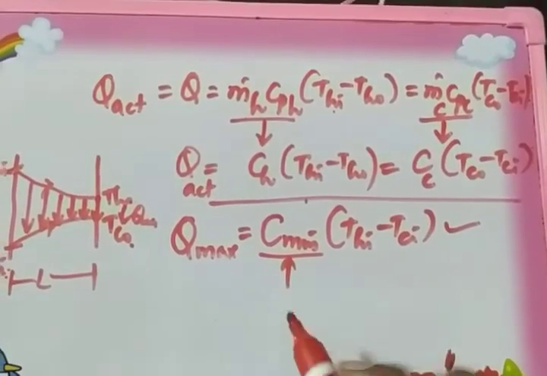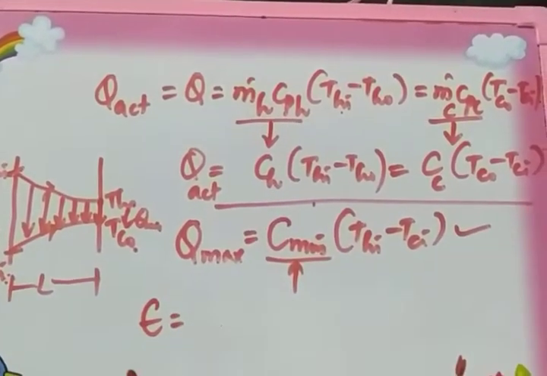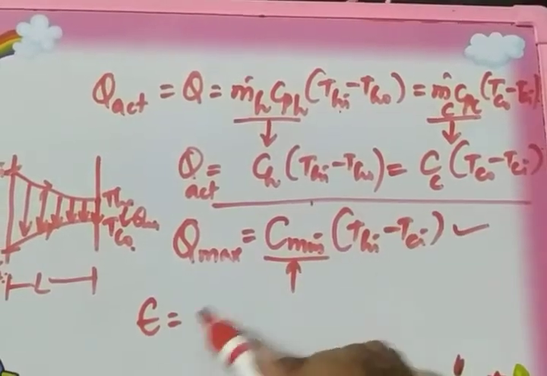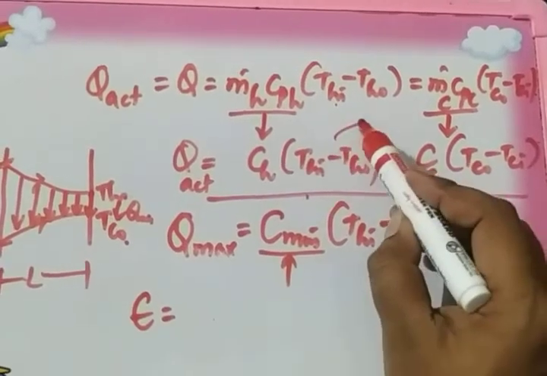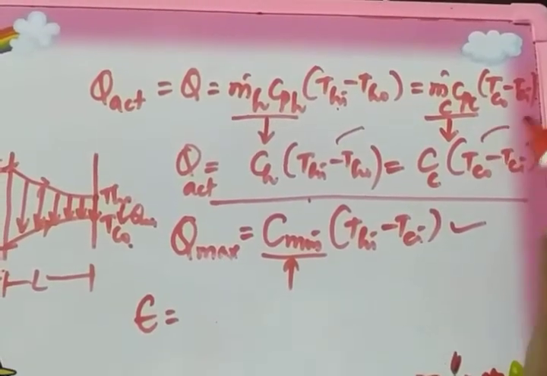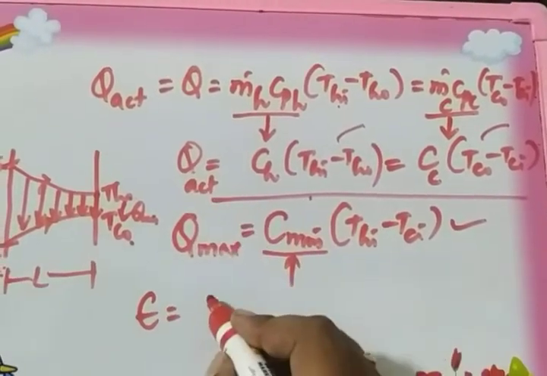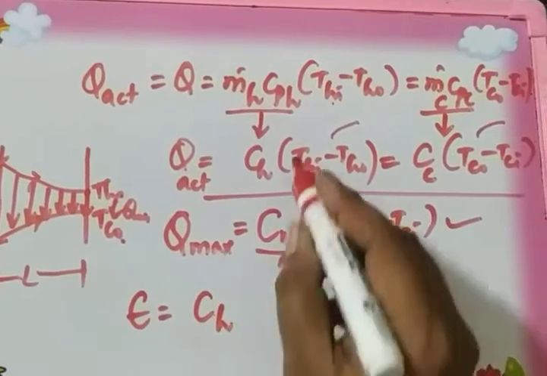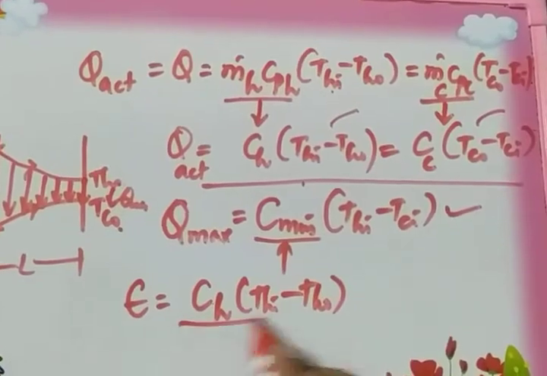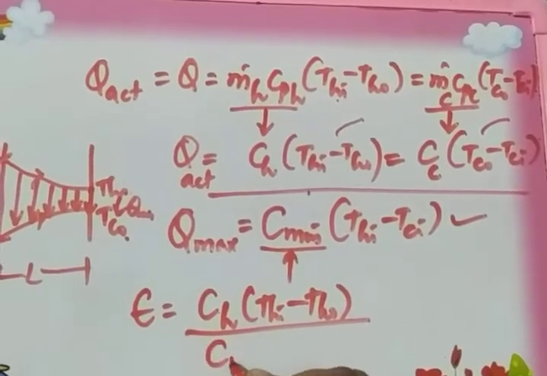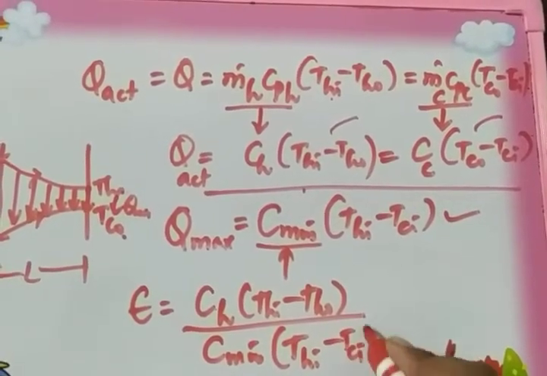Okay, therefore the effectiveness can be written as, now I can write two expressions for effectiveness, considering the hot fluid for one expression, and considering the cold fluid as the other expression. Let us write like this. So Q actual, when you consider hot fluid, is CH into THI minus THO divided by Q maximum, which is C min into THI minus TCI.